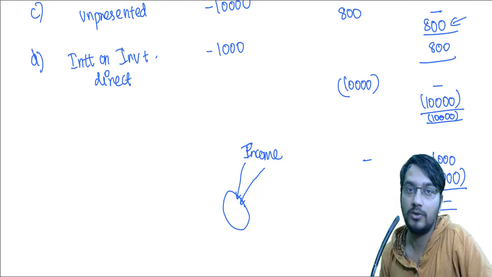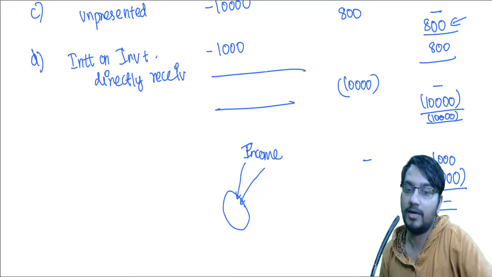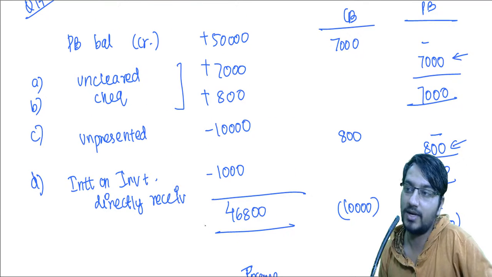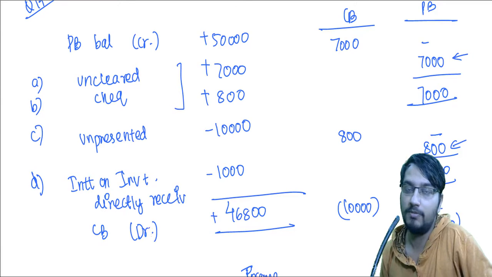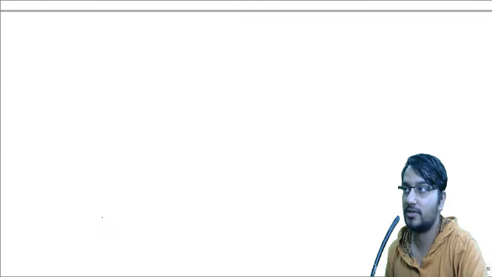This is similar to the direct deposit by the customer. So if I see my total balance, it will be 46,800 positive for the cash book, therefore debit balance. We'll just go to the next question.